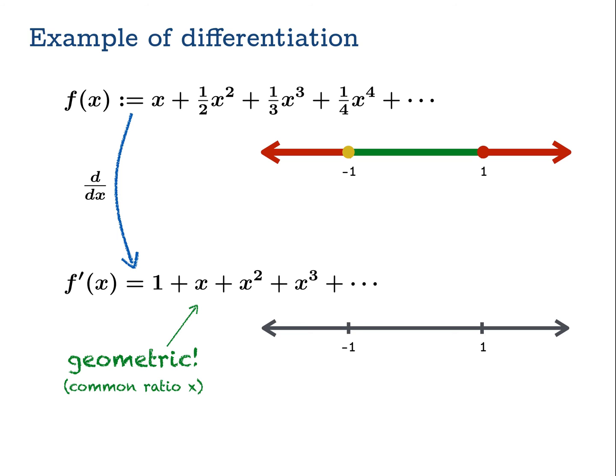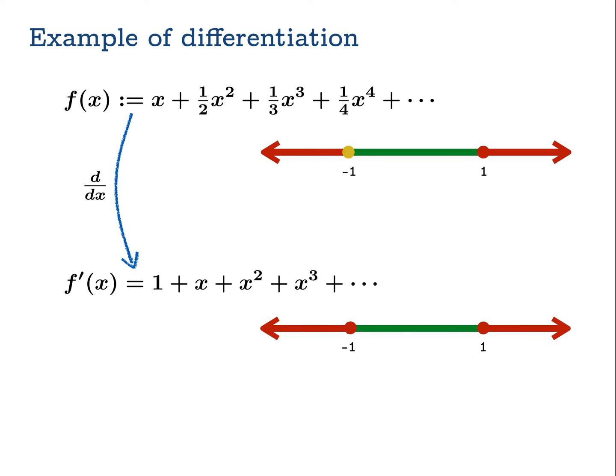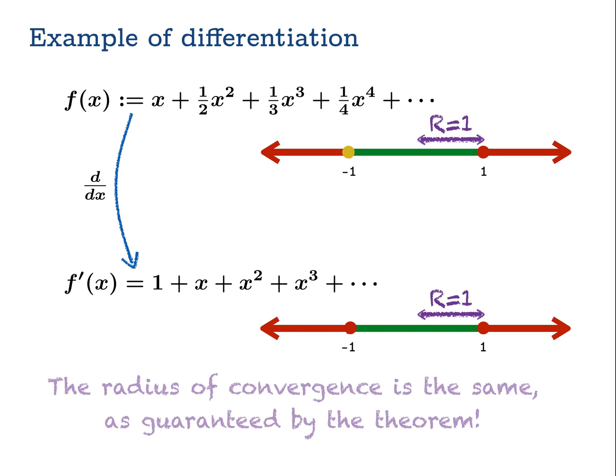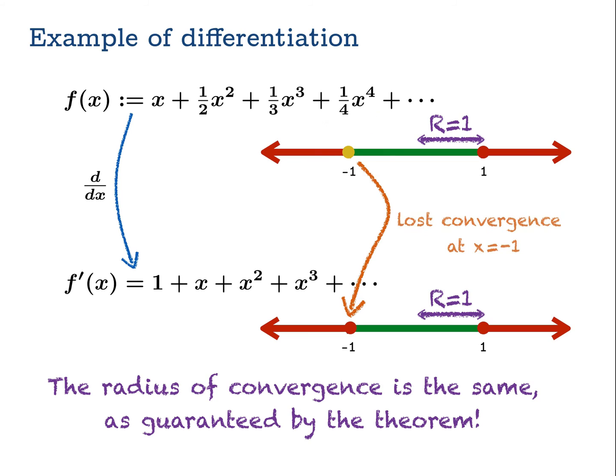So we know that this series is going to diverge when the absolute value of x is greater than or equal to 1, and it's going to converge otherwise. And so, in fact, you can see that the radius of convergence is the same, which is exactly what the theorem told us was going to happen. And you can also notice that we had convergence at the left-hand endpoint of the original interval of convergence, but when we took the derivative, we actually lost the convergence there.